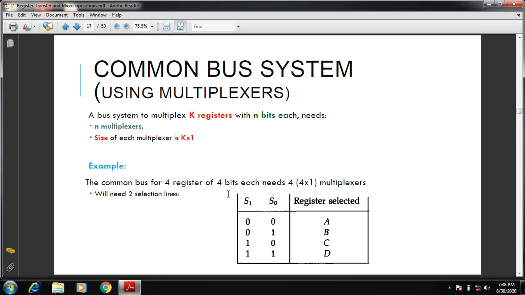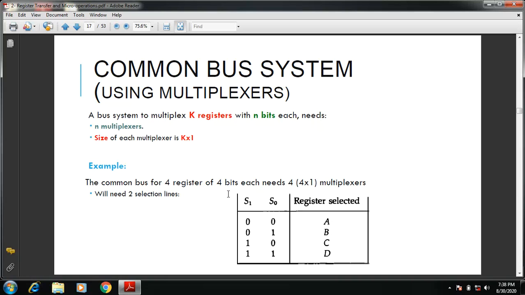Okay, next, in the common bus system, by using multiplexers, it selects one of the four registers. How does it select? There are two selection lines. Suppose you take a 4 into 1 multiplexer, it takes only two selection lines. Or if you take an 8 into 1 multiplexer, you will get three selection inputs.